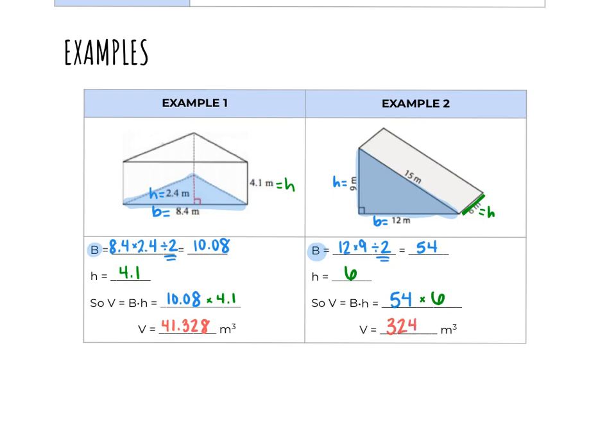Notice on this example, I didn't end up using that 15 meters, and that's okay. I'm focused on the base of the triangle, the height of the triangle, and the height of the prism.